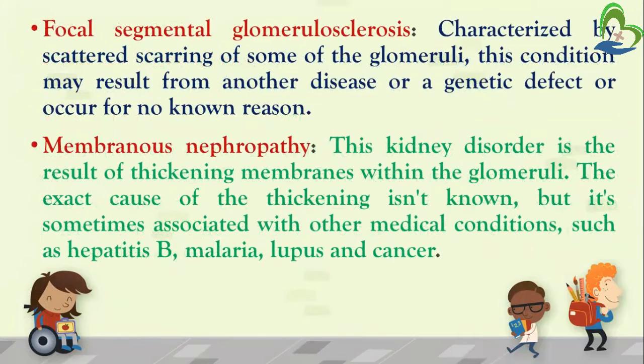Then focal segmental glomerulosclerosis, characterized by scattered scarring of some of the glomeruli. This condition may result from another disease or a genetic defect, or occur for no known reason. Next is membranous nephropathy. This kidney disorder is the result of thickening of membranes within the glomeruli. The exact cause of the thickening is not known, but it is sometimes associated with other medical conditions such as hepatitis B, malaria, lupus, and cancer.